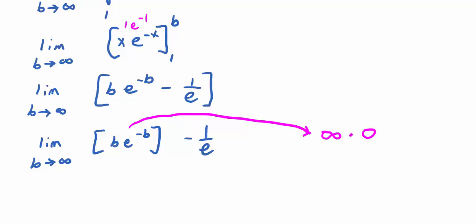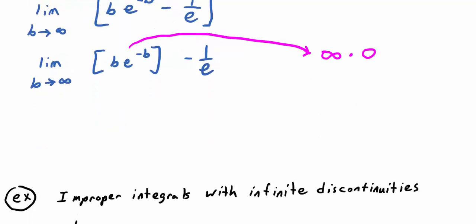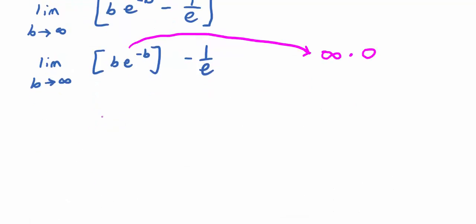Well, I think hopefully there's an obvious way to rewrite it. Make it the limit as b goes to infinity of b over e to the b. And then, of course, we still have on the outside minus 1 over e. I kind of dropped the brackets there.